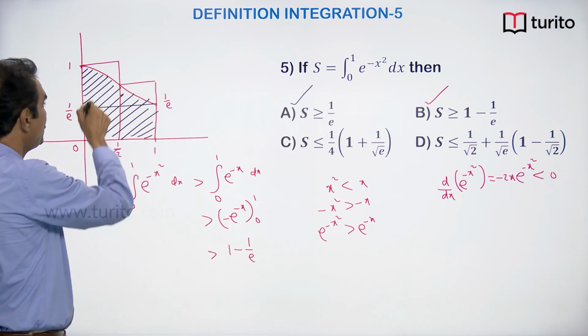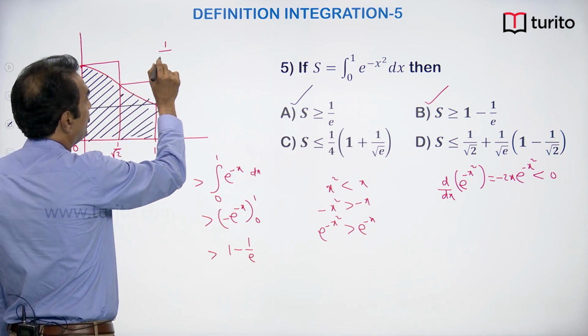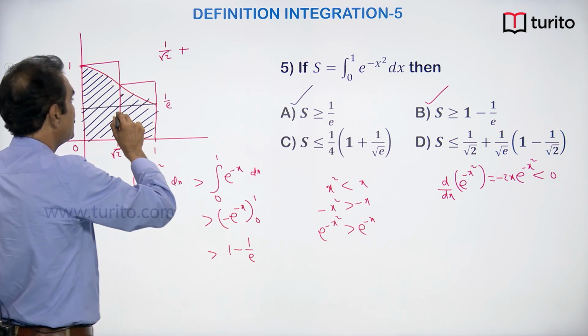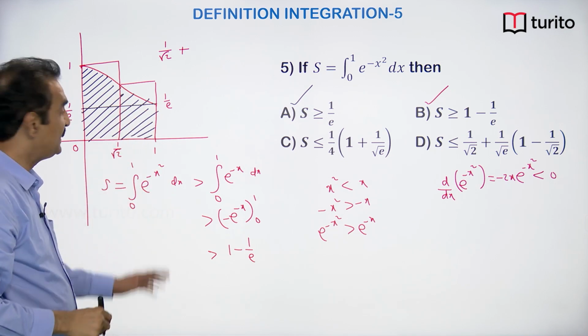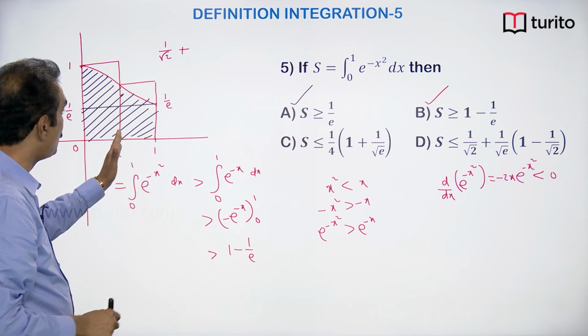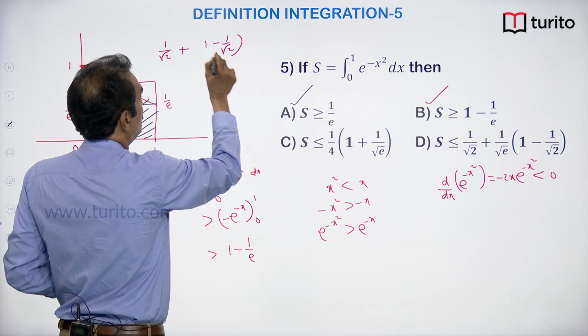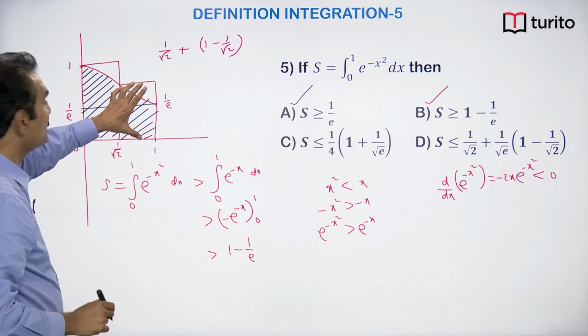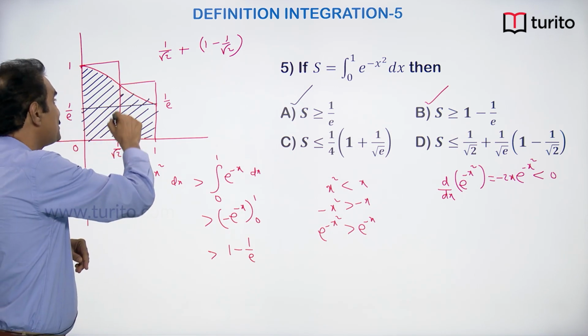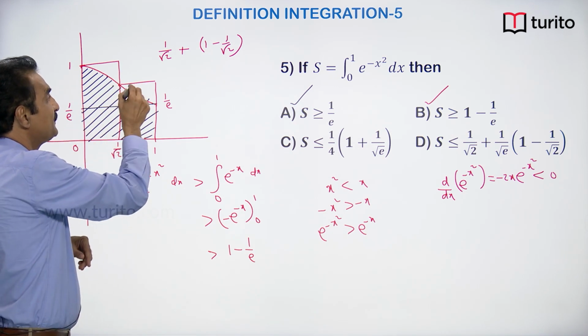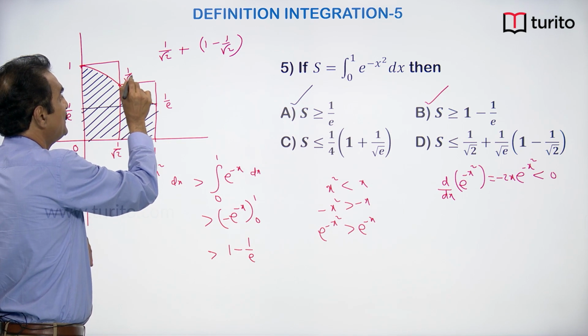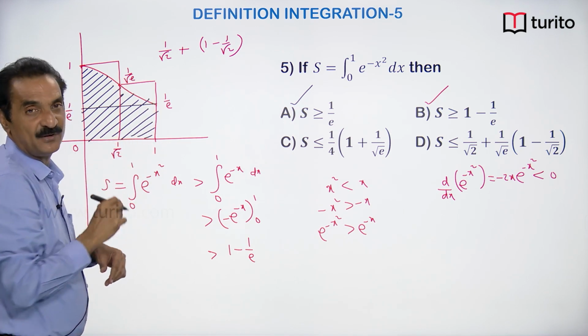So the area of this big rectangle is 1 by root 2 plus the area of this bigger rectangle. What is this difference? 1 minus 1 by root 2, into what is this height? At x is equal to 1 by root 2, what is this height? 1 by root e. So this height is also 1 by root e.